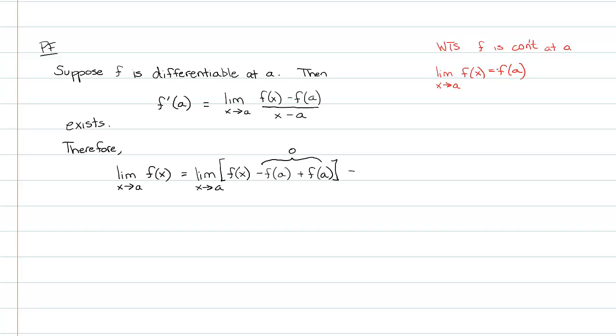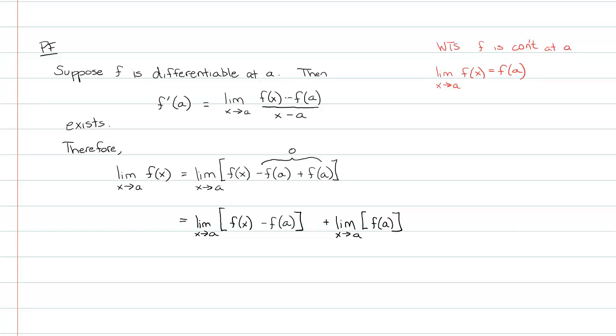Something I try to tell all my calculus students is that you cannot split a limit unless each of the splits exist. So in this case, we're going to cross our fingers and hope that this is actually very true. I'm going to split this into the limit as x approaches a of f of x minus f of a, plus the limit as x approaches a of f of a. Now, let me tell you why we can do the split, at least the second part of the split.